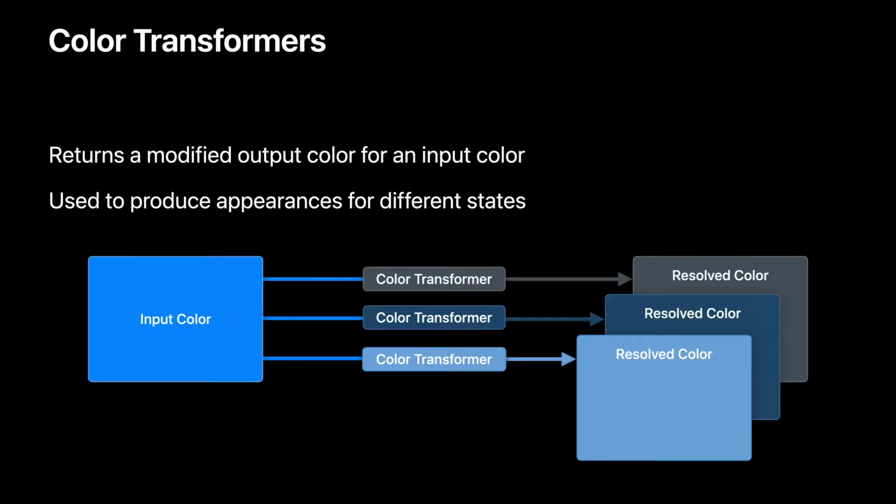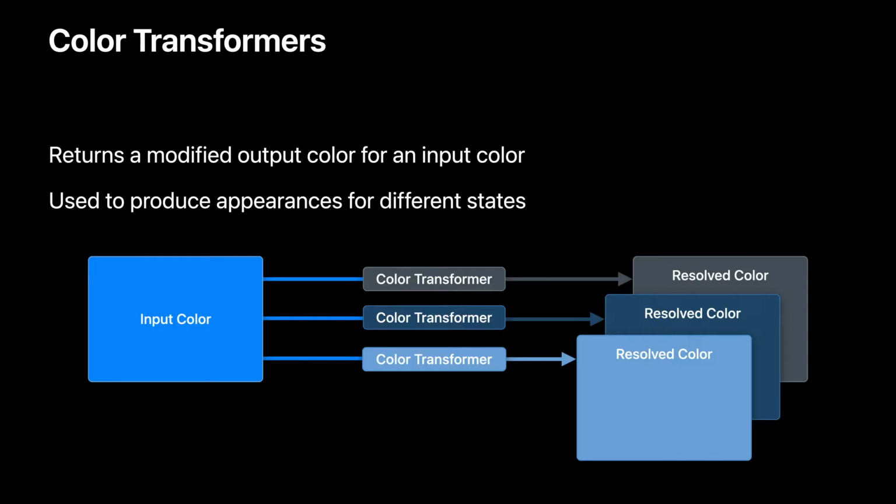But color transformers are very powerful because you can produce many different variants from the same input color with different color transformers. This is how color transformers can be used to create different appearances for different states. Some of the default configurations for certain styles and states will have a preset color transformer in order to produce a specific appearance for that state. The color transformer combines with the input color to produce the resolved color that you actually see.